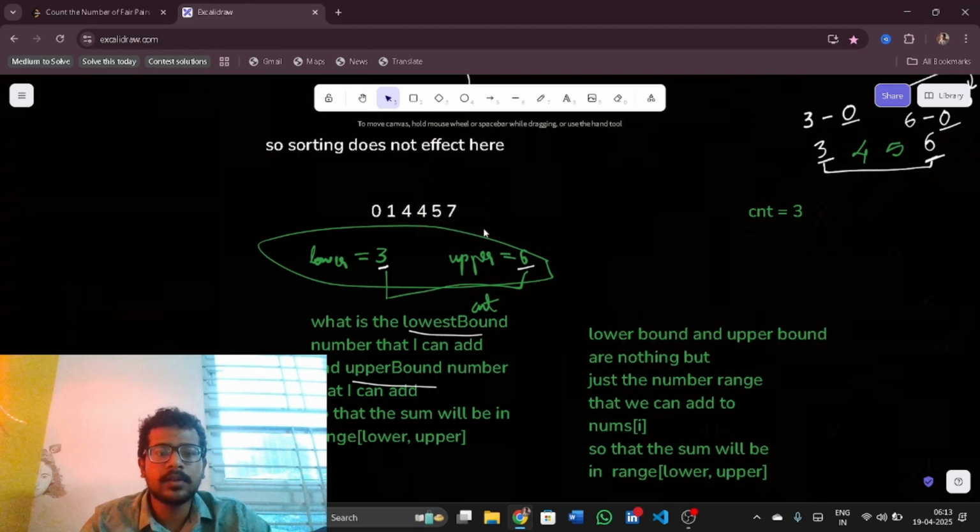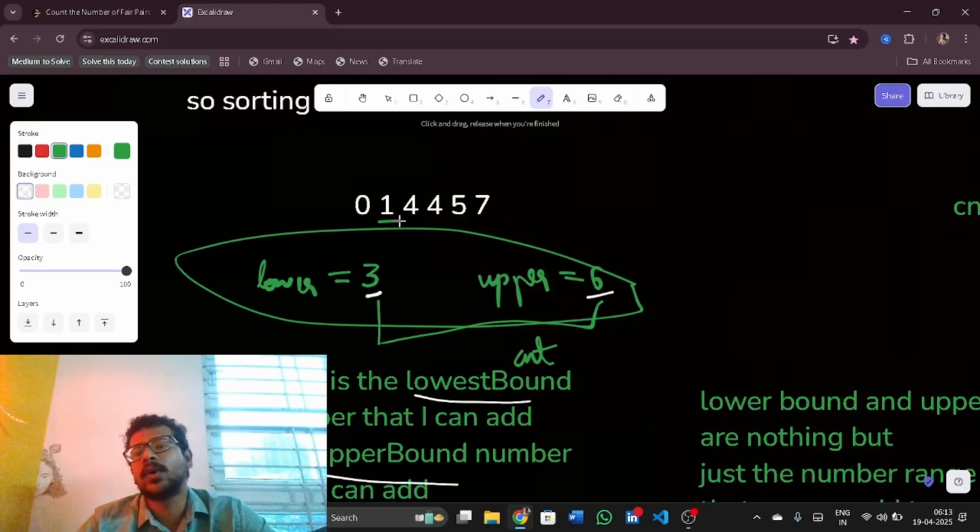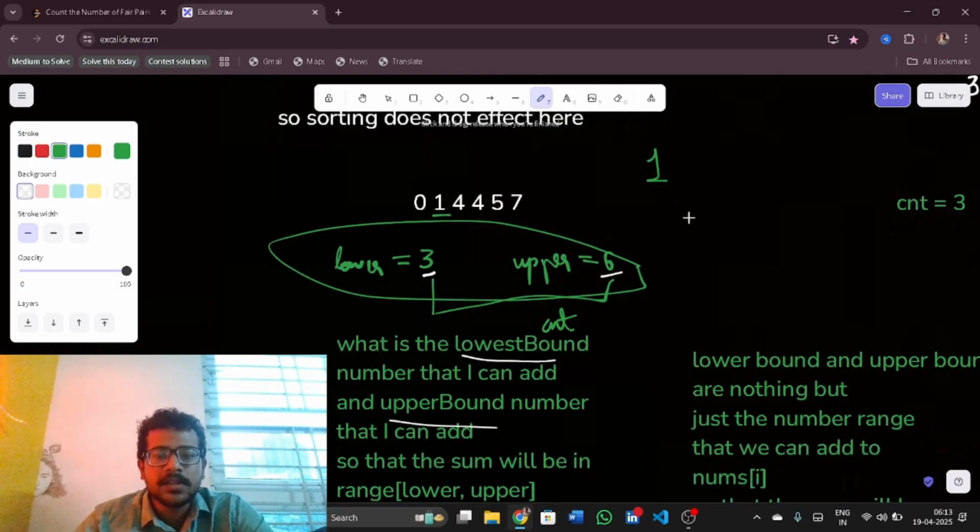That's why I'm just going to 1. Okay. Now I have 1. Now I do the same thing. Lower minus 1, upper minus 1. Let us see what happens. Lower is 3. 3 minus 1, 2. Upper is 6. 6 minus 1, 5. Okay. 2 and 5. Let us see.